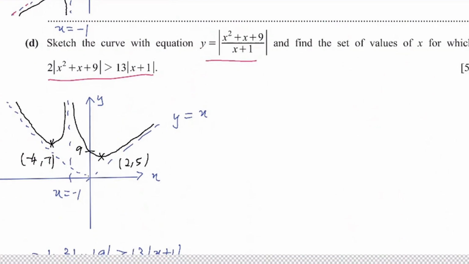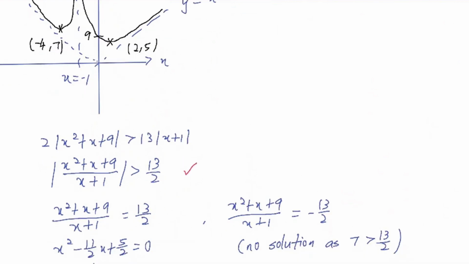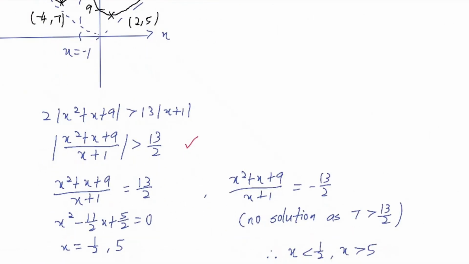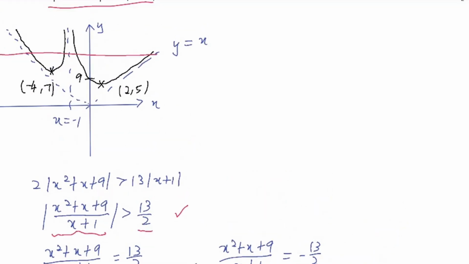So for the next part, how do we solve this inequality? We just have to rearrange a little bit. Once we rearrange, we can notice that we are solving for the second graph, the part where it is greater than 13 over 2. So we just have to look at where our 13 over 2 is. 13 over 2 is 6.5, so it's somewhere here. So we are looking at this intersection only.